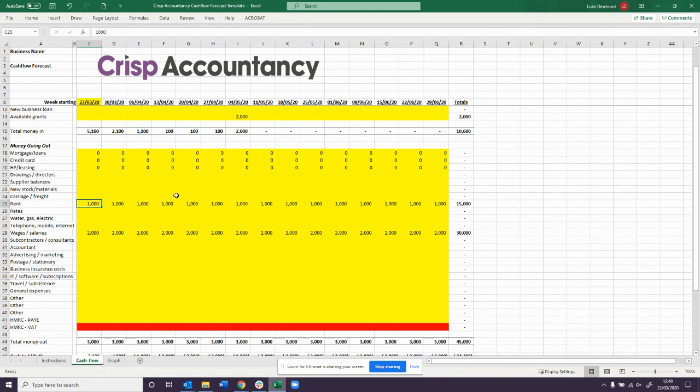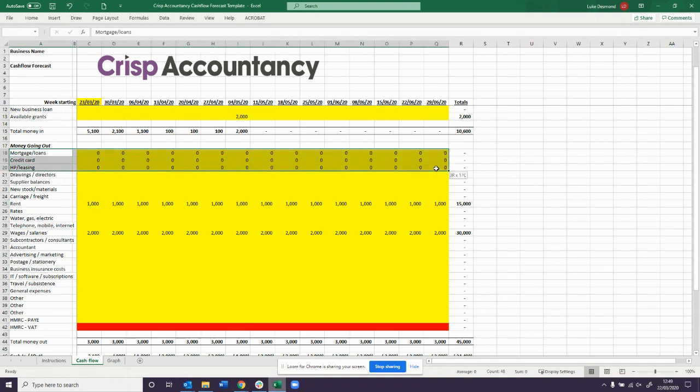The second thing to do in terms of money going out is to look at what money you've already committed to and that needs to be repaid. So typically things like mortgages or loans or any equipment or leasing you've got for cars maybe, or any credit cards that need to be repaid, anything like that. So you won't see those on your P&L if you're looking at your profit and loss.